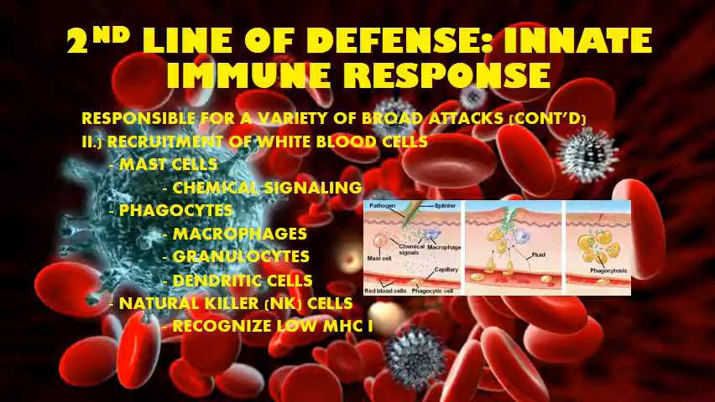Another responsibility of the innate immune response is the recruitment of leukocytes, or white blood cells. There are a variety of leukocytes that help in the innate immune response. First, mast cells reside in connective tissue and in the mucous membranes. They are associated with wound healing and defense against pathogens, but are also often associated with allergic reaction and anaphylaxis.